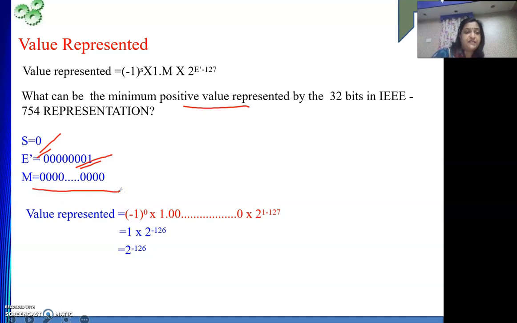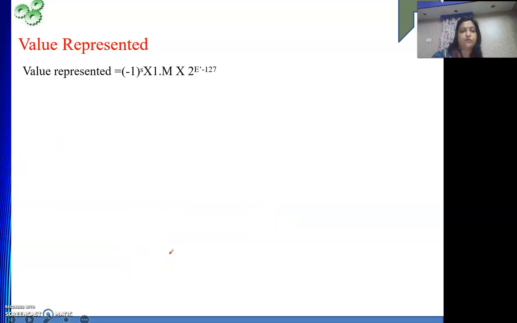What is the value represented? This is a positive quantity. 1.23 zeros are there. Then the exponent is 1 minus 127. That is 2 to the power minus 126, right? And this part is what? 1 only. So this is the minimum positive value, right? This is also because these are some probable GATE questions, right?